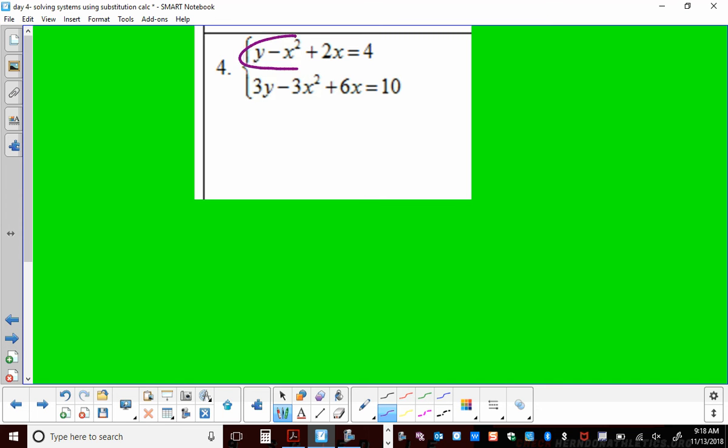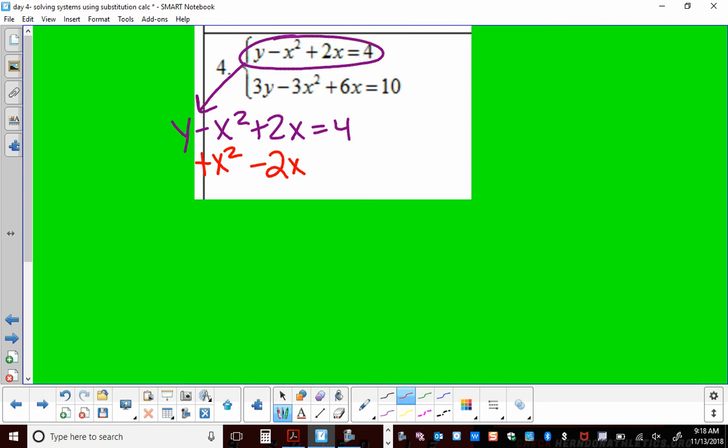Alright, so here, we have y minus x squared plus 2x equals 4. I want to move everything away from the y. So that's pretty easy. I'm just going to add x squared and subtract 2x from both sides.